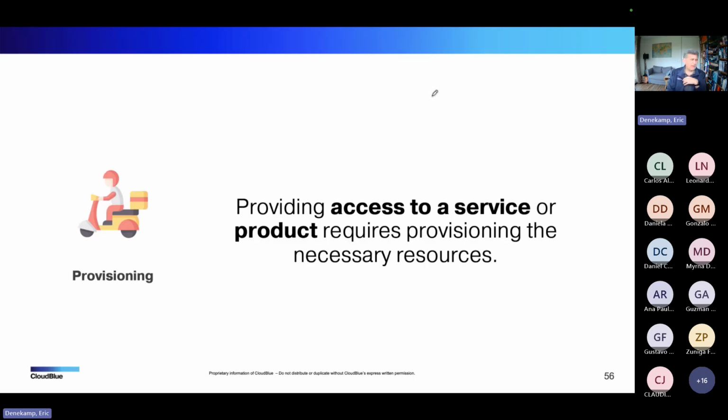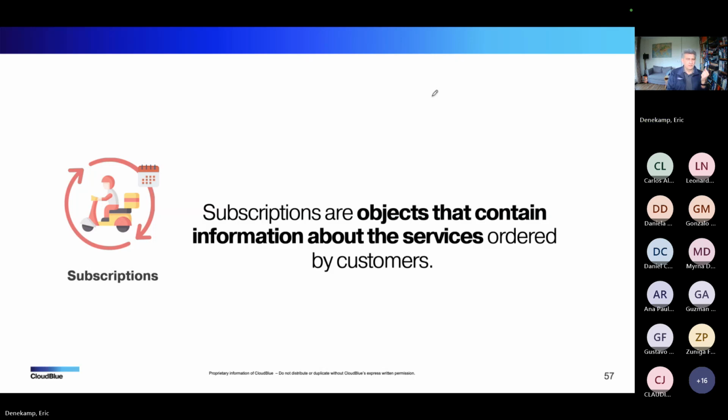Provisioning is providing access to the service, right? Setting up tenants, setting up those resources, that memory, setting up that virtual machine with 4 cores and 5 terabytes of storage. That is provisioning. And the subscription in billing is the object that contains information about the services ordered. What do I mean with that? It has a start date, the subscription. It has an end date, an expiration date. It knows the status of that service. It has the price and the billing information about that subscription.